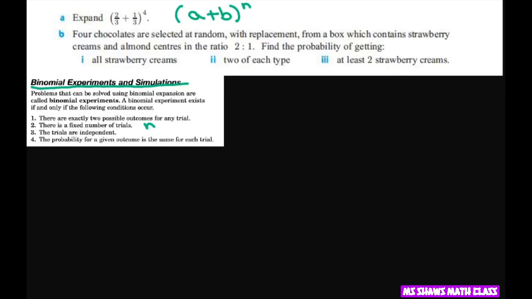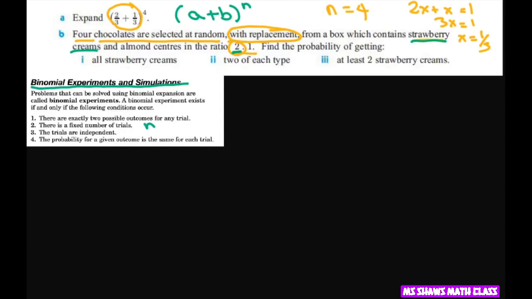So in our case, our n is 4, because 4 chocolates are selected at random. It's independent because it is with replacement. We have two possible outcomes. It's a ratio of 2 to 1, which they already set up for you. So remember, 2x plus x equals 1, so you get 3x equals 1. So x is 1/3. But the 2 goes with the strawberries because you have to go in order as you read it. Strawberries came first here, so that gets the 2/3, and the almond centers gets the 1/3.